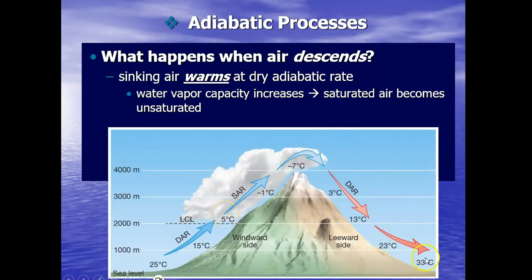So this leeward side, once we get to the bottom, we see that the temperature here is actually warmer than it is on the windward side. That's because of this process of air descending at the dry adiabatic rate. And this side of the mountain would be what we call the rain shadow.